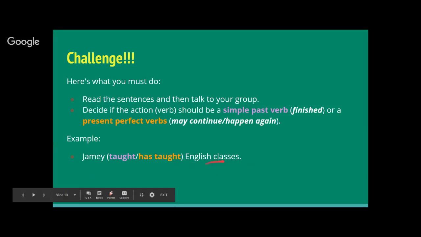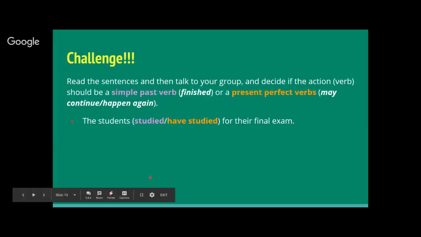Well, we have a hint here with classes. So the object is many. It happens many times. So we're going to use the present perfect, right? Because classes is more than one, right? All right, so now it's your turn. I'm going to give you about 30 seconds to read this and pick which answer is correct, studied or have studied.